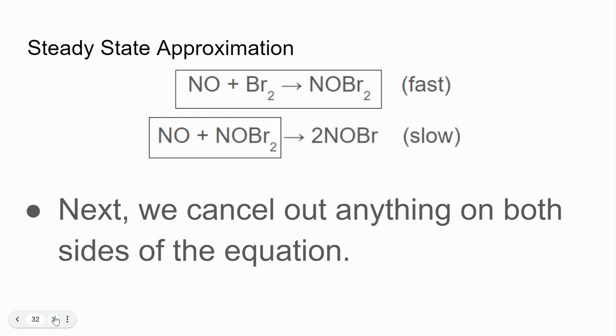Now we're going to look to see what cancels out. Again, looking for things that are on the reactant side and the product side of the arrow. So if we look at this, the NOBr2 is on the product side and on the reactant side. So we are going to cancel those out.